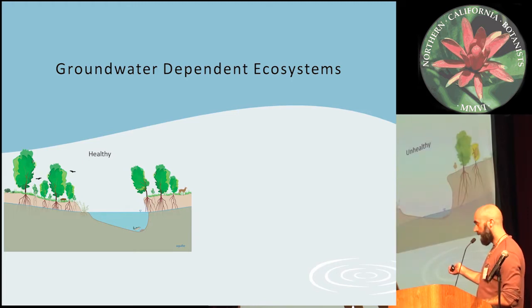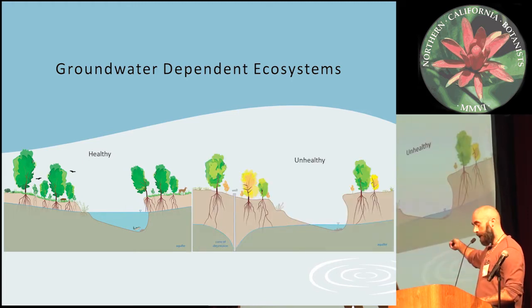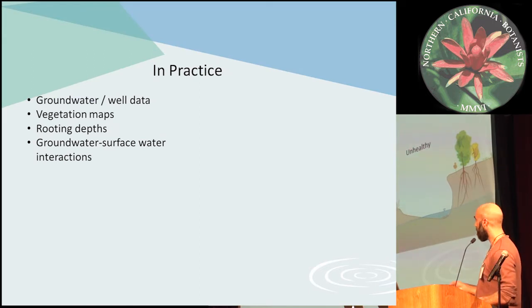And in the unhealthy system, you can see that pumping alters the groundwater elevation, and the water table declines below the rooting depth of some of the riparian vegetation. That's a direct impact. And say the southwestern willow flycatcher that requires that riparian vegetation gets an indirect effect from groundwater pumping.